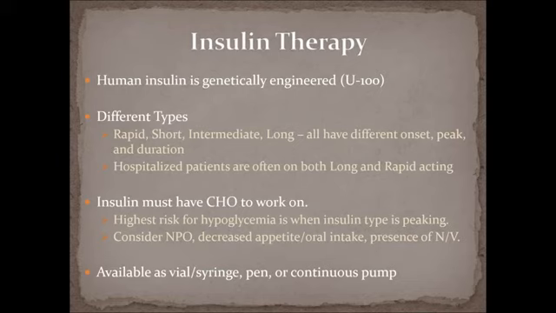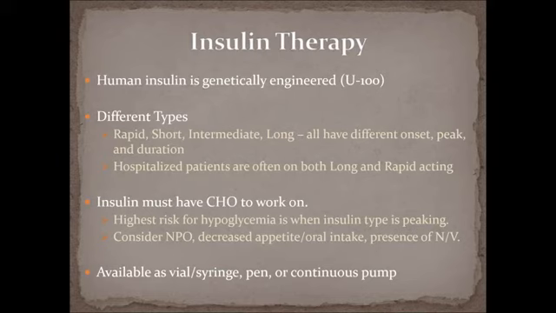Things to keep in mind: insulin has to have carbohydrates to work on. The highest risk for hypoglycemia is when the insulin type is peaking. So it's important that you understand the onset, peak, and duration of the different types of insulin. You need to consider if your patient is NPO. A lot of times we might still give sliding scale coverage if they're NPO, but we're certainly not going to give the intermediate and the longer acting insulin if they're NPO.